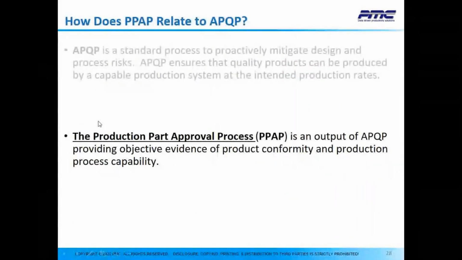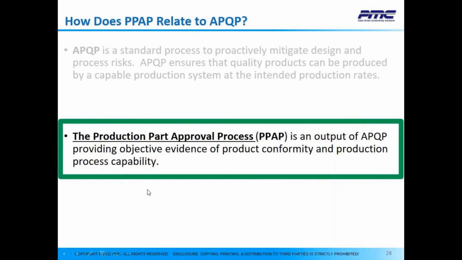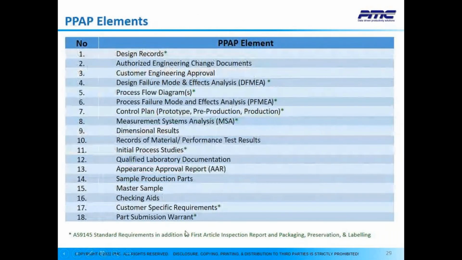As I said before, I'm not going into too much detail. The connection between the PPAP and the APQP is that the PPAP is an output of APQP, providing the objective evidence of product conformity and the production process capability. And how do we do that? There are 18 PPAP requirements for automotive. These are listed in the AIAG PPAP manual. The ones with the stars at the end are also part of the AS 9145 standard.